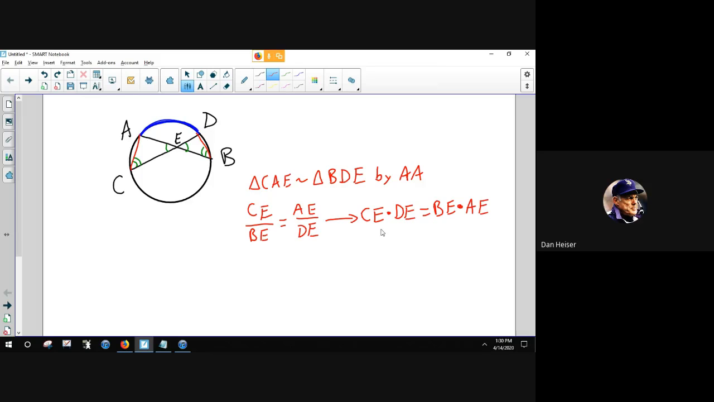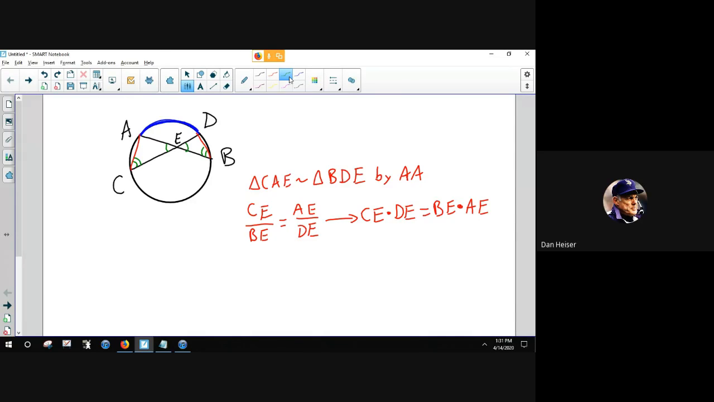Look a little more closely. CE times DE. CE, DE. This chord was cut into two pieces. Here are those two pieces. Chord AB was also cut into two pieces. And those two pieces are both on the right-hand side. The product of these pieces is equal to the product of those pieces.